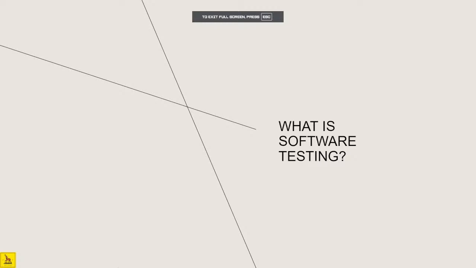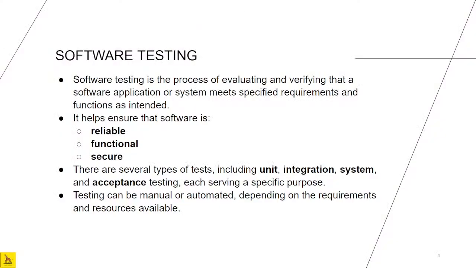So, what is software testing? Software testing is the process of evaluating and verifying that software applications or systems meet the requirements and function as intended. It helps to ensure that software is reliable, functional, and secure. There are several types of tests, including unit testing, integration testing, system testing, and acceptance testing. Each of these follows a very specific purpose for confirming our tests.